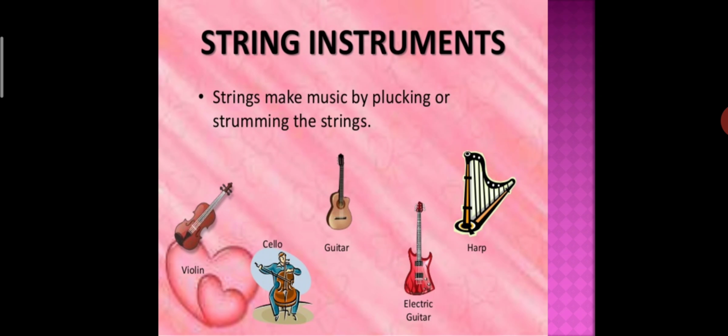String instruments. Strings make music by plucking or strumming the strings. In all these types of instruments, strings are there. When you pluck them, they produce a sound. So they are string instruments.